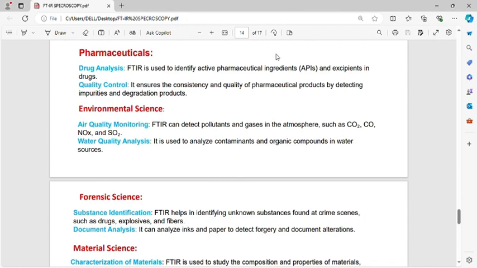Environmental sciences, air quality monitoring. FTIR can detect pollutants and gases in the atmosphere such as carbon dioxide, carbon monoxide, NO and SO2. These are gases. Water quality analysis. It is used to analyze contaminants and organic compounds in water sources.